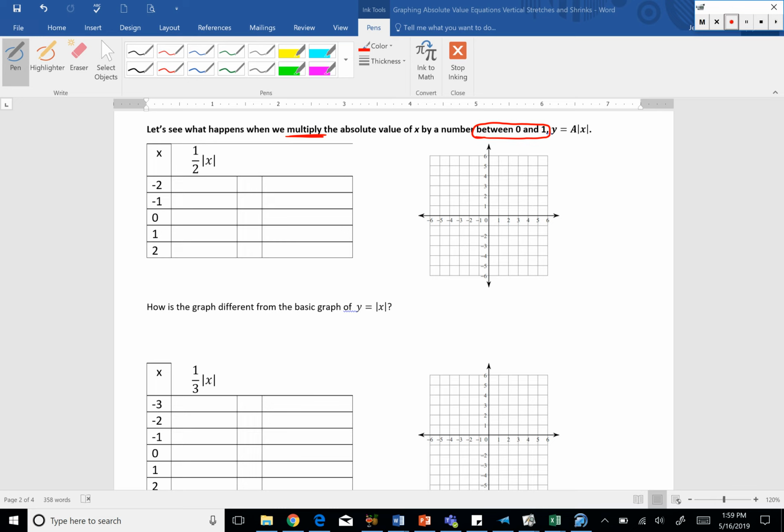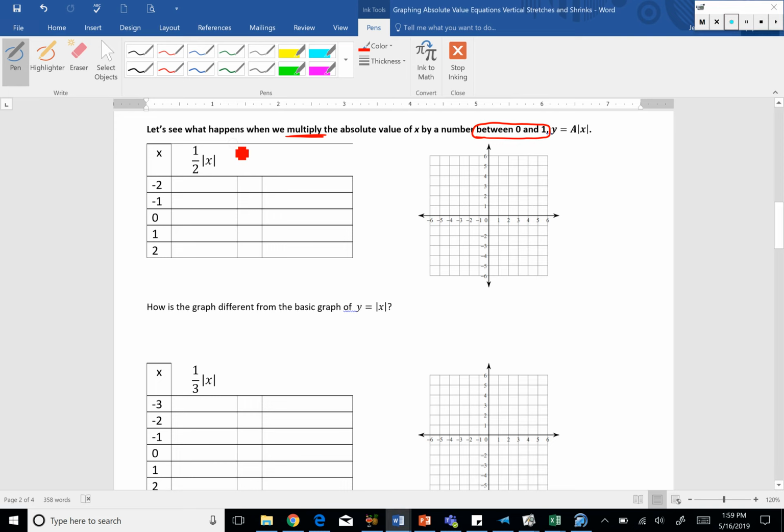Multiplying by a number bigger than 1, our graph got skinnier, and that number we multiplied by became our slope. So let's see what happens. We're going to stick with multiplying. All day today it's just going to be multiply. We'll do some add and subtract stuff tomorrow. We're going to multiply by a number that's between 0 and 1.